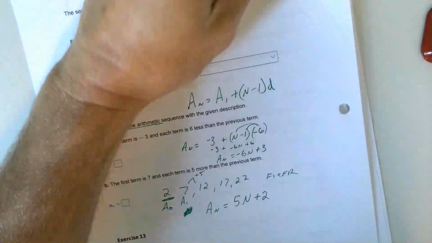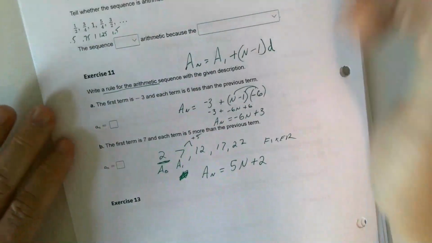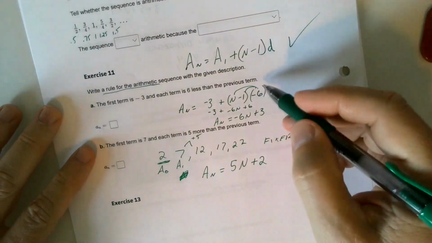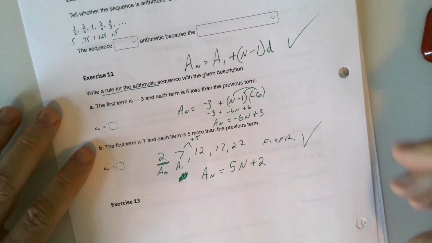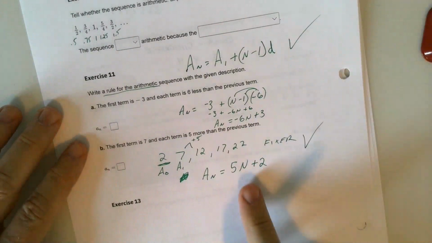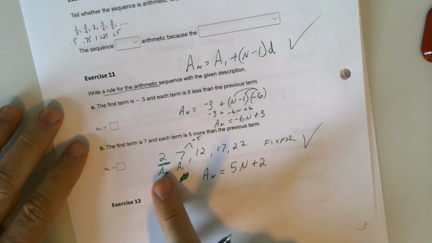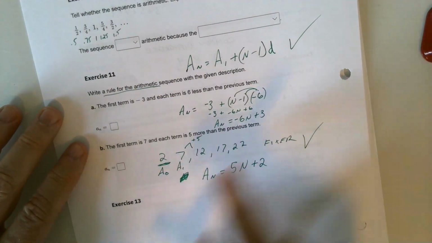Okay? So I believe that we've just covered 2 ways. You can do it like this and solve the problem like this, or you can do it like this and solve the problem like that. As long as you know what you have to do to be able to get the a sub 0 term, or the term right before a sub 1.